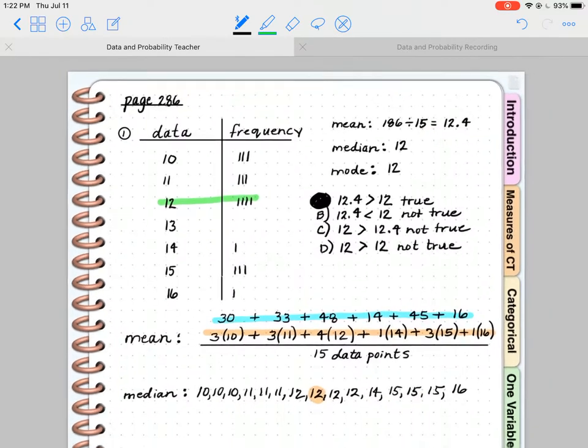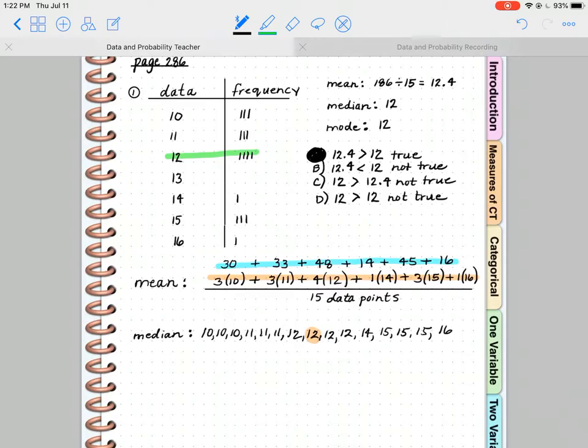And that is not an easy question, my friends. There is a lot of information and a lot of calculation to do. I am going to stop this video because it's long already. And then when we come back, we'll pick up with number 2.